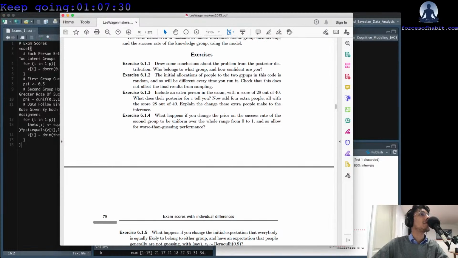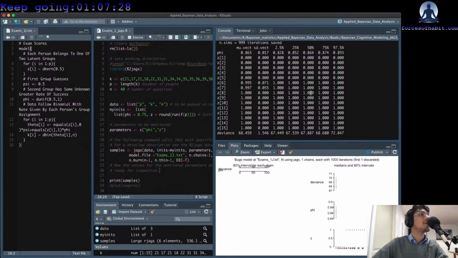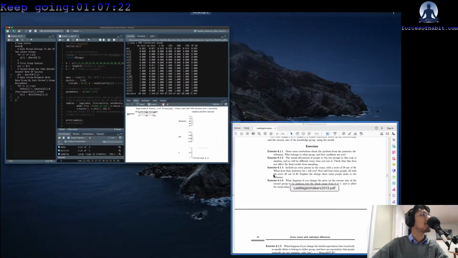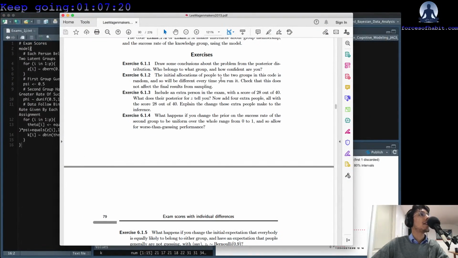I'm pretty confident in these groups. We don't see much variability or uncertainty in the estimates. Nice. The initial allocations of people to the two groups in this code is random, and so it will be different every time you run it. Check that it does not affect the results from sampling.